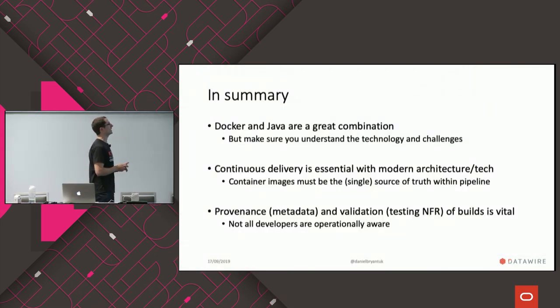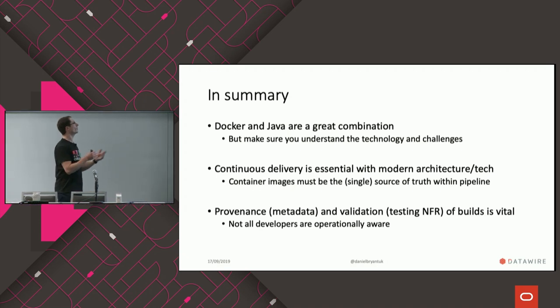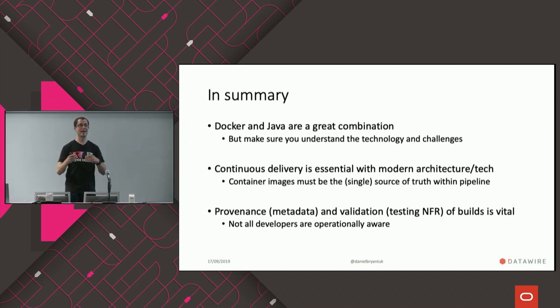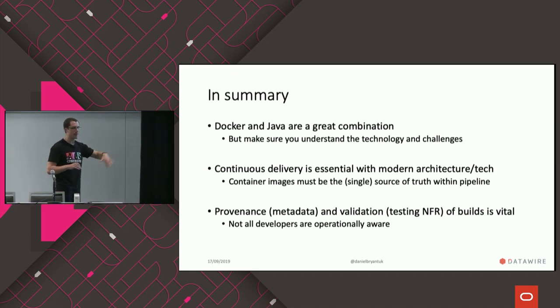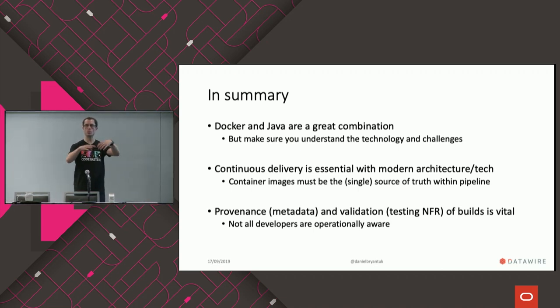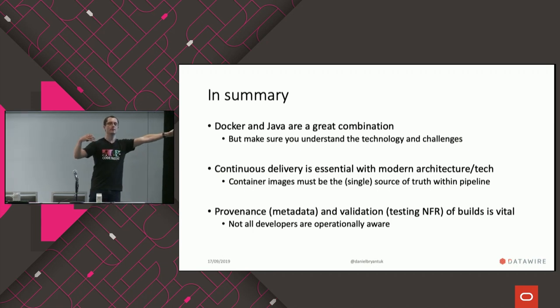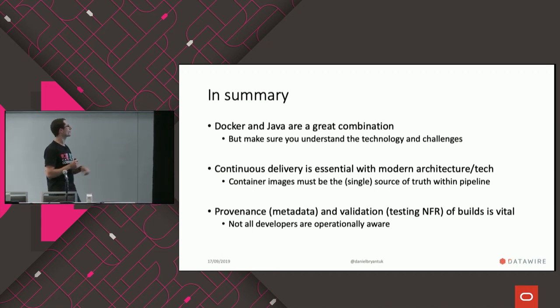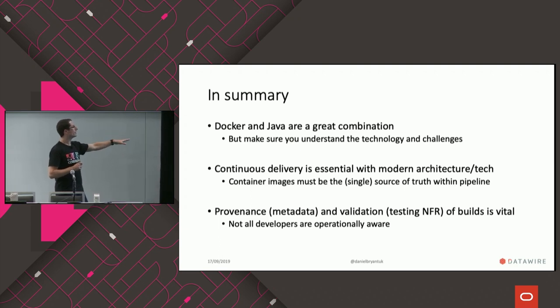So in summary, a few things to take away. Docker and Java, great combination of technology. Do understand with anything in the mix here, things change. We as engineers need to take responsibility and adapt. Continuous delivery, I think, is essential with the pace and the security and the stability challenges we as an organization, we as an industry have. Container images are now your single source of truth. Build them early, build them once, test them in the pipeline. That's the key message today, really. Having metadata for provenance and validating NFRs of builds is vital.